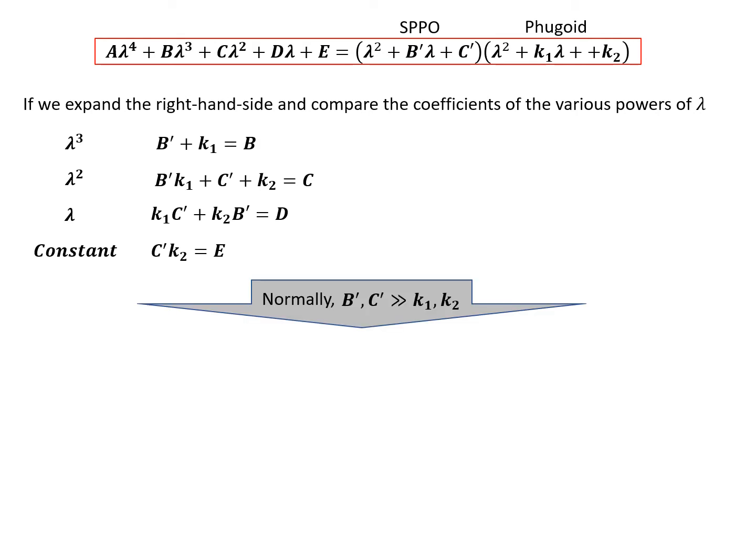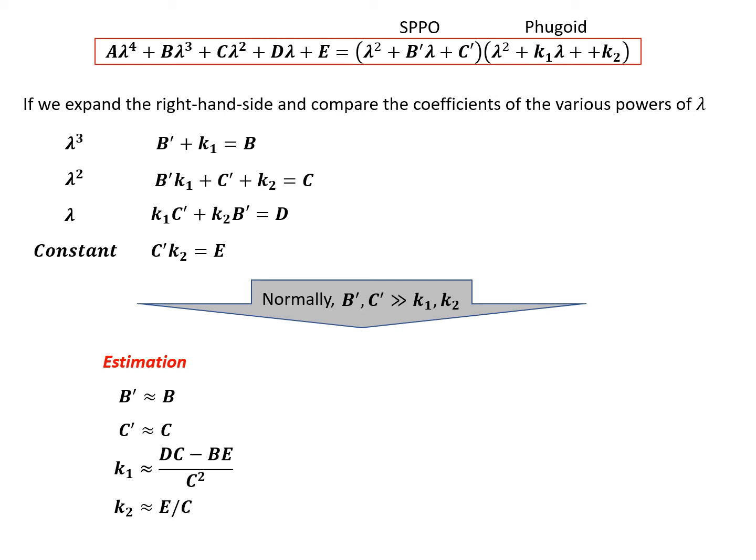Now, normally by practice we know B prime and C prime are far larger than K1 and K2. This is based on the nature or property of the short period pitching oscillation and phugoid mode. In this way, we can first solve for B prime, C prime, K1, K2 through an iterative procedure, because the expressions are not explicit.